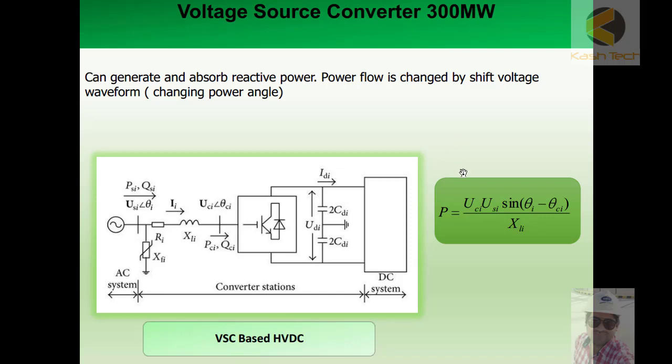So this is the equation that you can see. By this equation, power is transmitted. VSC can generate and absorb reactive power. Power flow is changed by shifting the voltage waveform, changing the power angle. So this is basically the voltage source converter. We will now check a comparison between these two converters in detail.